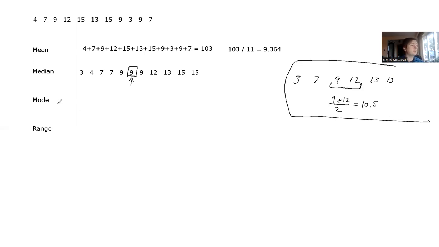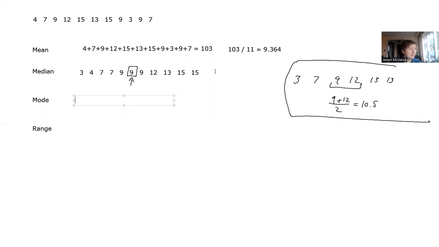Right, what about the mode? Well, for the mode, we're just counting up how many times each number appears. And for that, it is easier to do after you put them in order. You don't have to put them in order for the mode, but since we're doing the median anyway, it's nice that we have those numbers in order, because now it's easy to see there are 2 7s and 2 15s, but there are 3 9s. So the mode is 9.